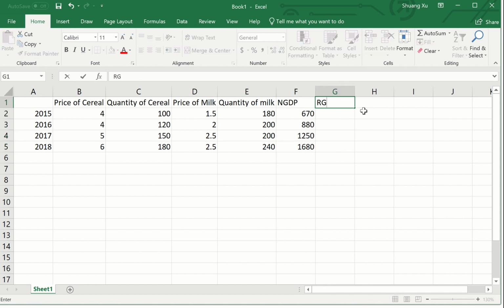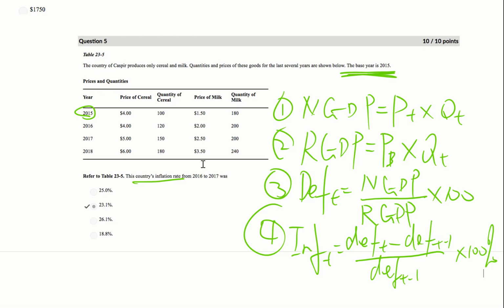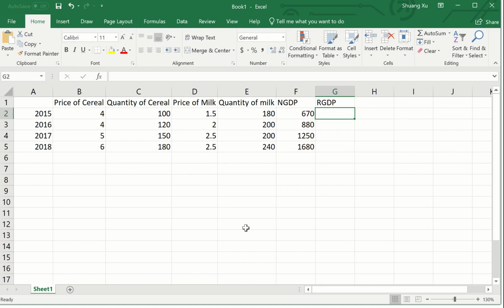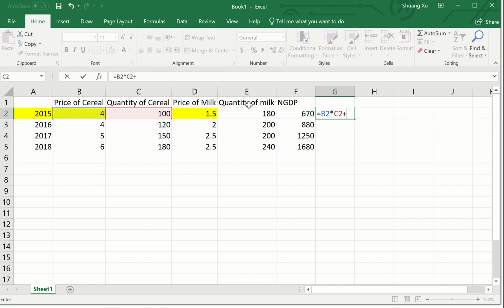Looking for GDP, the price of base year. Now base year was 2015, so 2015 was our base year. We're gonna take the price of the base year times the quantity of each year. So for our first year, for base year 2015, will be the same. So you're gonna do the 4 times 100 and then plus the $1.50 times 180.